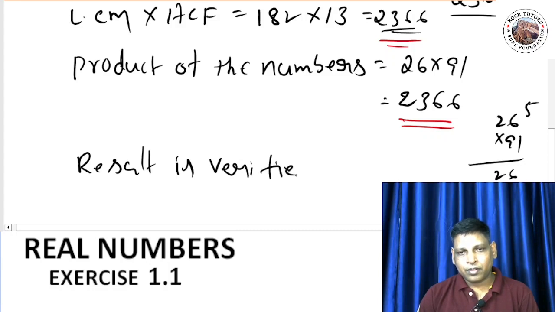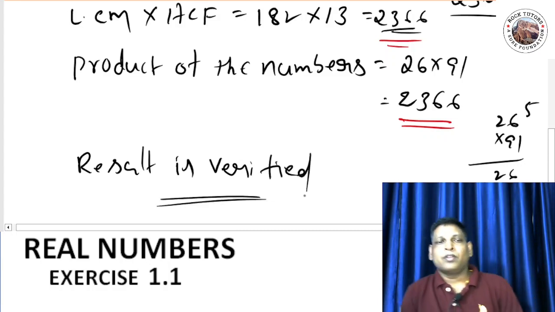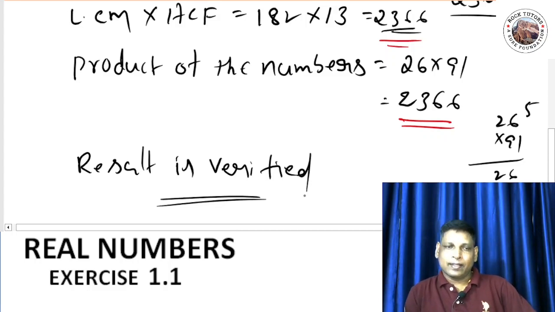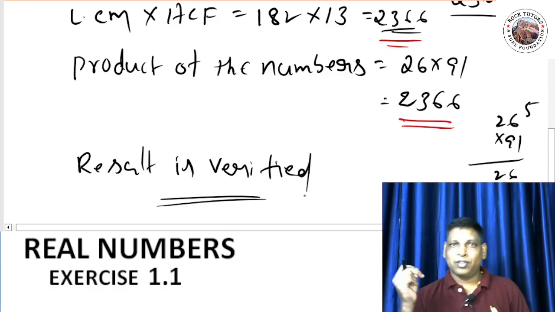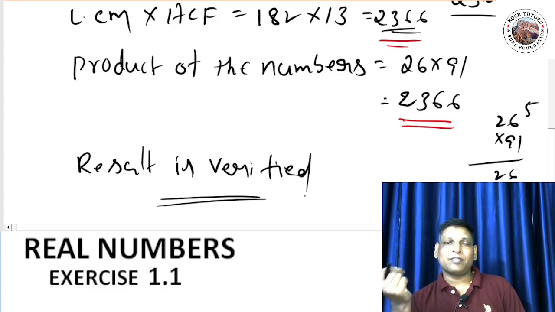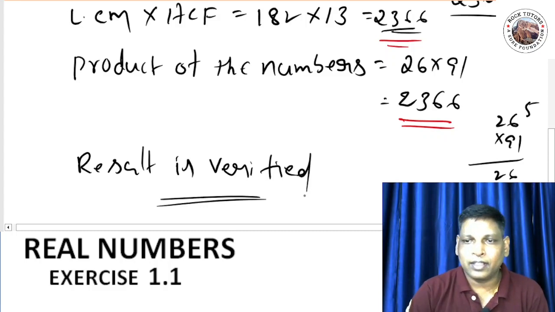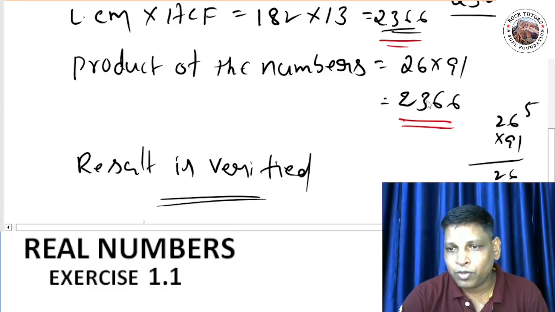So this is the final answer. What we concluded here is that LCM into HCF is equal to the product of the two numbers. This is valid only for two numbers, not for three numbers; if I find the LCM and HCF of three numbers, then we will not get this. So the product of LCM and HCF of two numbers is equal to the product of the two numbers. We'll see that in the next questions also. Now question number 3.